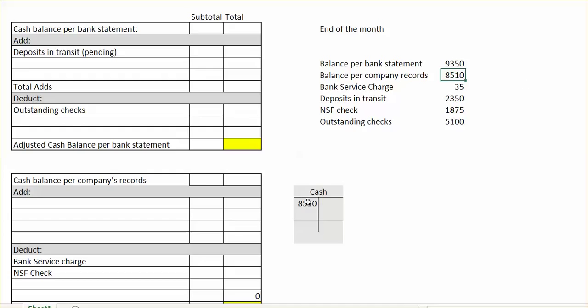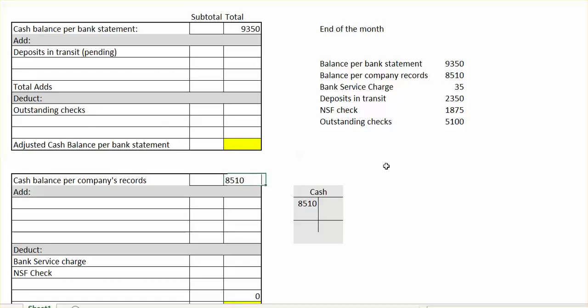When you look in the general ledger, you're going to see your cash account, and you'll look at that number to see what your balance is per your company's records, or the balance per the books. And we're going to fill out a reconciliation to come to an agreement on how much cash we actually have. So the first thing we'll do is fill out the cash balance per the bank statement, which is 9350. And then we'll fill out the cash balance per company's records, which is 8510.